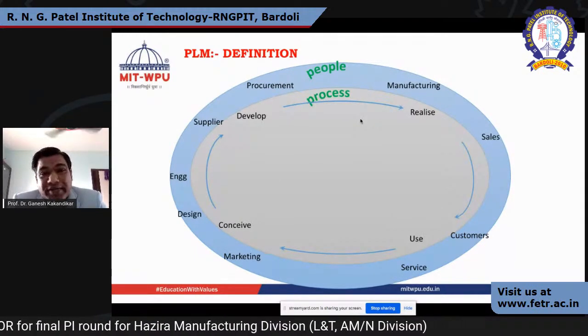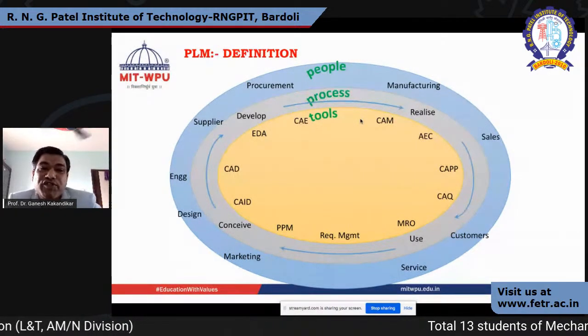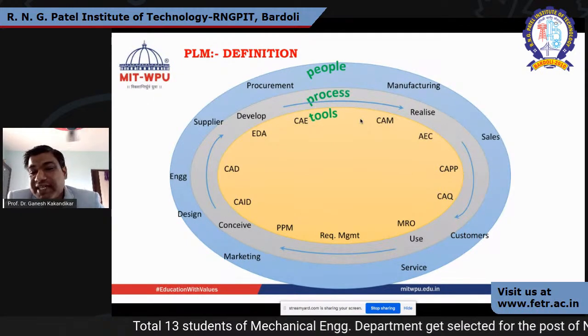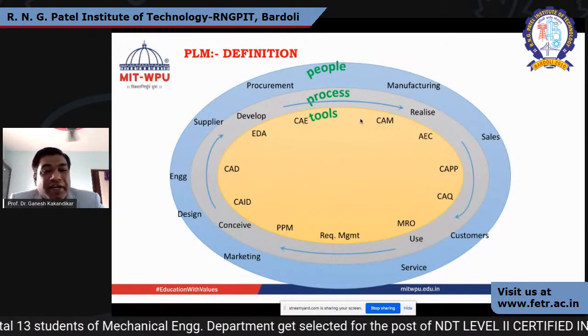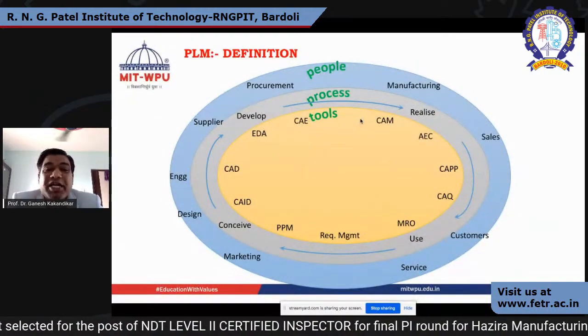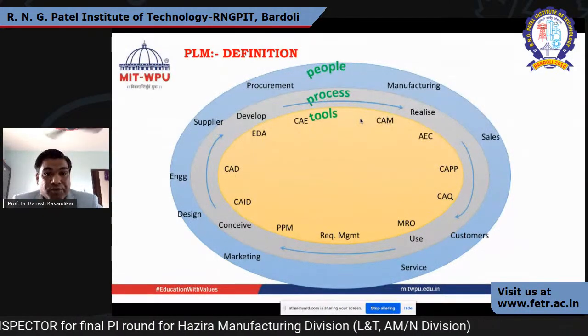We have standard operating procedures. Then there are tools, a lot of tools we are using. Conventionally, we were using different tools. Now we use a lot of tools: computer-aided engineering, computer-aided designing, computer-aided process planning, requirement management, many things. And new tools are coming. These tools are basically part and parcel of CAD, CAM, CAE, which we are trying to understand right now.